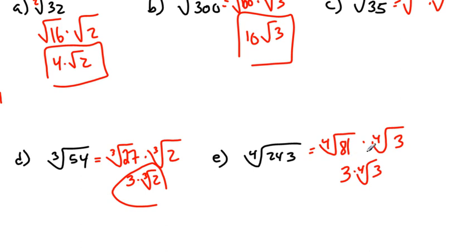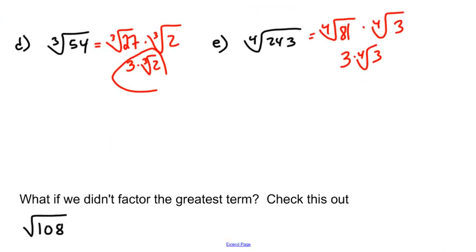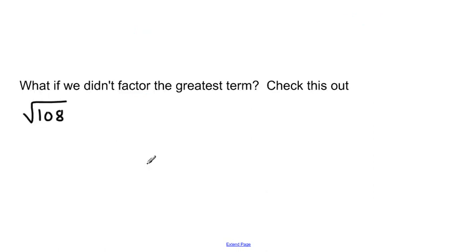Okay, so I said that I was going to explain to you what happens if you don't choose the biggest number. So let me show you what happens here. What if we didn't factor the greatest term? Check this out right here. All right, so let's just first do it the way that I taught you, and then I'll show you the other way, what happens if you don't find the biggest one.